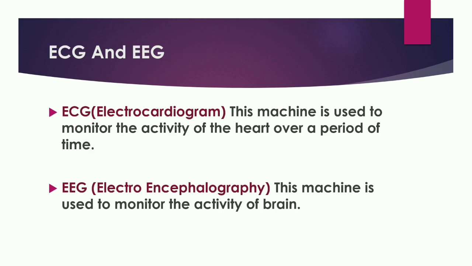ECG and EEG. ECG is electrocardiogram. This machine is used to monitor the activity of the heart over a period of time. So why is this ECG done? To check the activity of the heart over a period of time. They check how the heart is responding, how the heart is beating and other things.